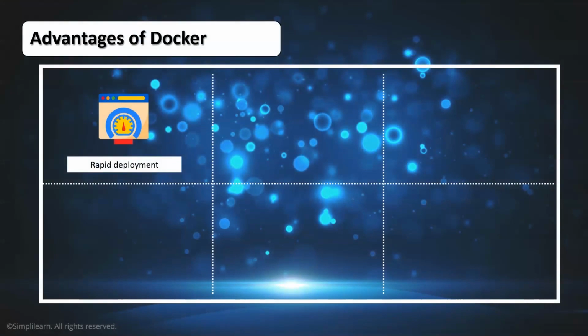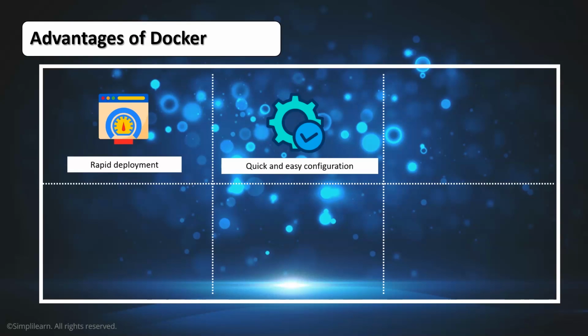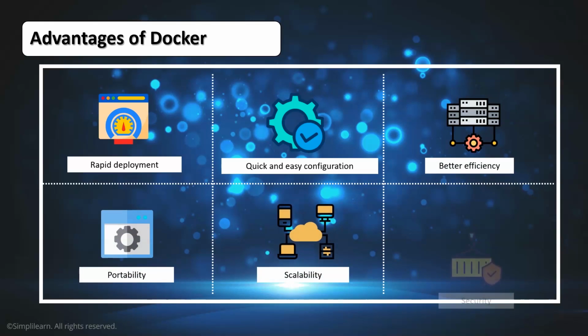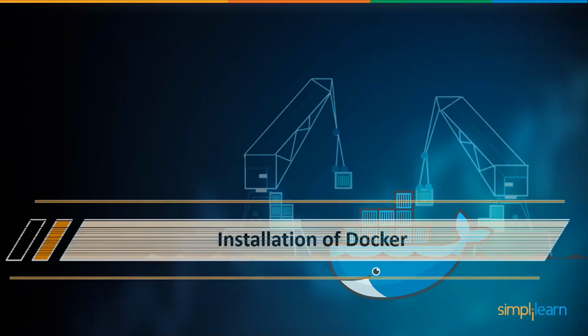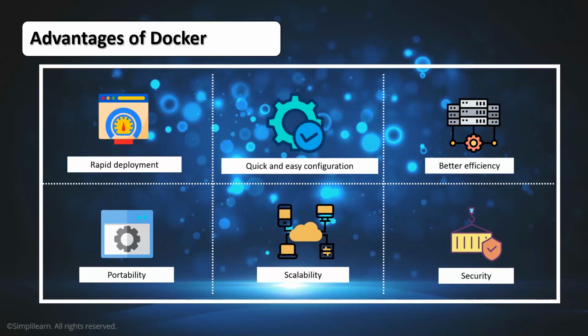Now, what are the different advantages of Docker? Let's talk about that. The first one is rapid deployment. Second, quick and easy configuration, better efficiency, portability, scalability, and security. There are different ways in which we can understand the benefits of Docker, so these are a couple of them. Let's take them one by one. The first one is the deployment part. It supports rapid deployment.